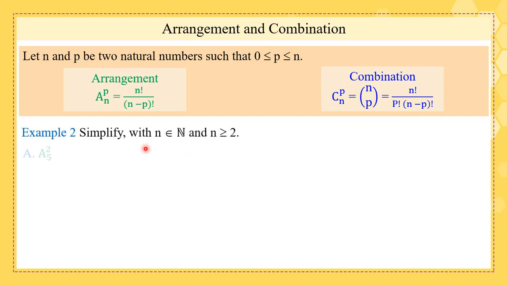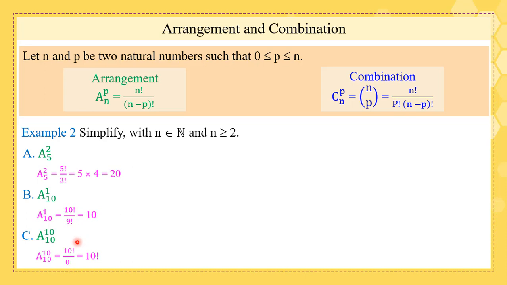We need to simplify these quantities, so we just apply the definition. What is A(5,2)? It will be 5 factorial over (5 minus 2) factorial, which is 3 factorial, and this is 5 times 4, which is 20 after simplification, or we can use the calculator. Now A(10,1), also applying the definition, we get 10 factorial over (10 minus 1) factorial, which is 10. A(10,10) is 10 factorial over 0 factorial, and remember by convention 0 factorial is 1.